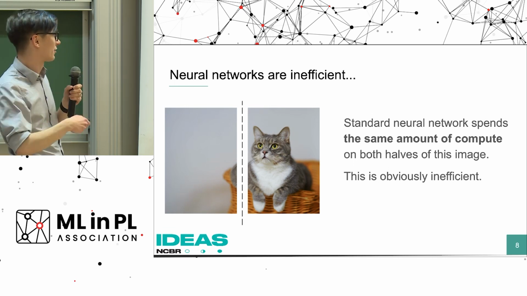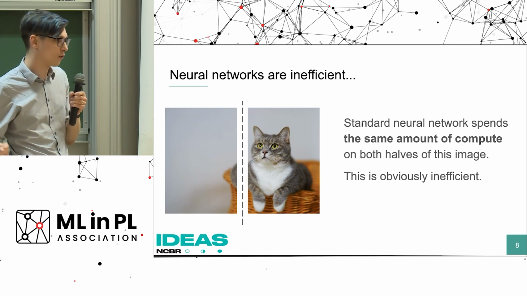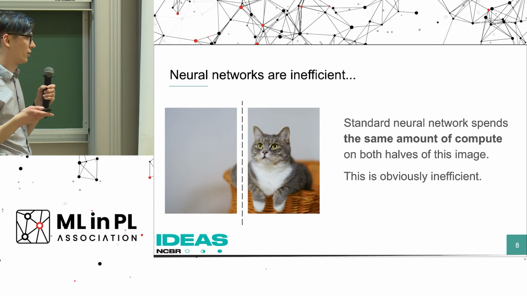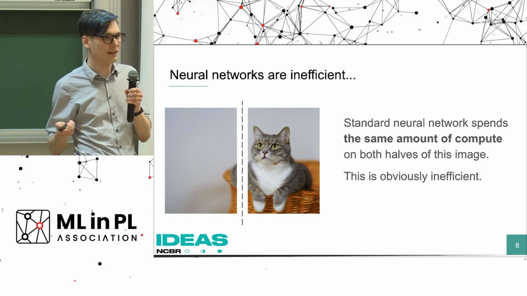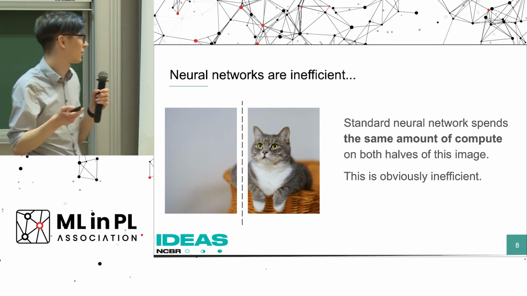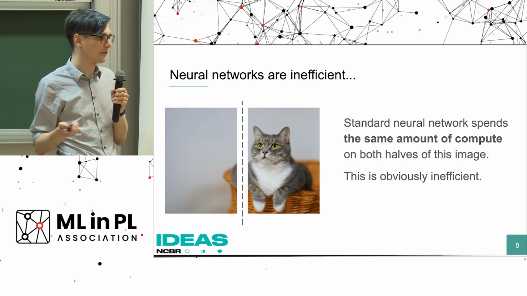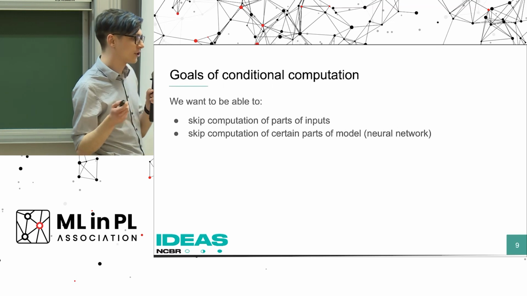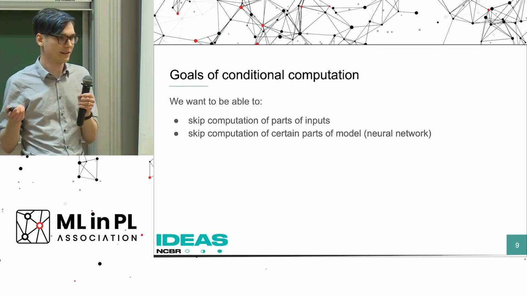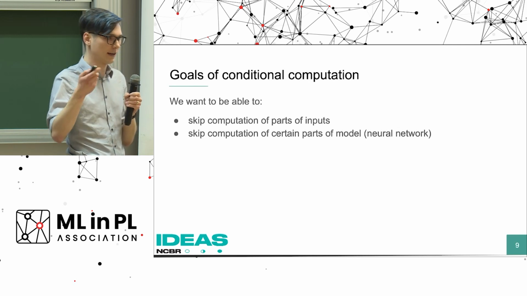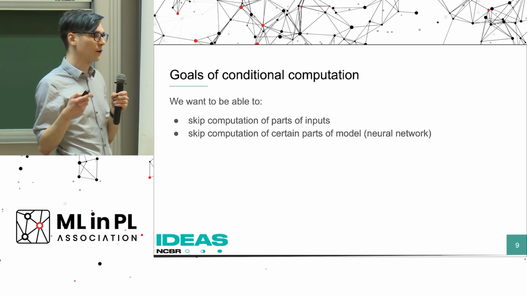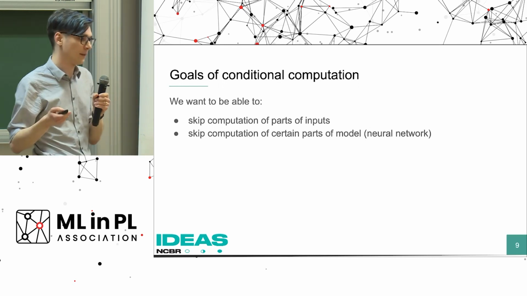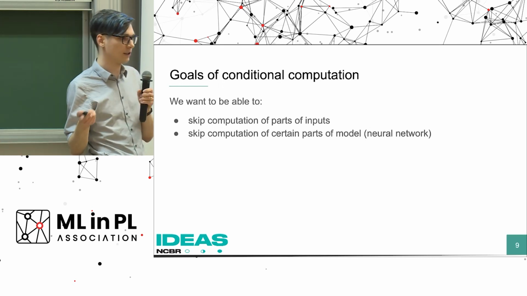The left side of that image contains just a wall. There's clearly nothing happening there. So probably less time should be spent processing this left half, right? So this is the motivation for conditional computation. In general, we want to be able to first skip computation of parts of inputs, like I've shown you before, and also skip computation of certain parts of the model, because some parts of the model may not be relevant for a given input.